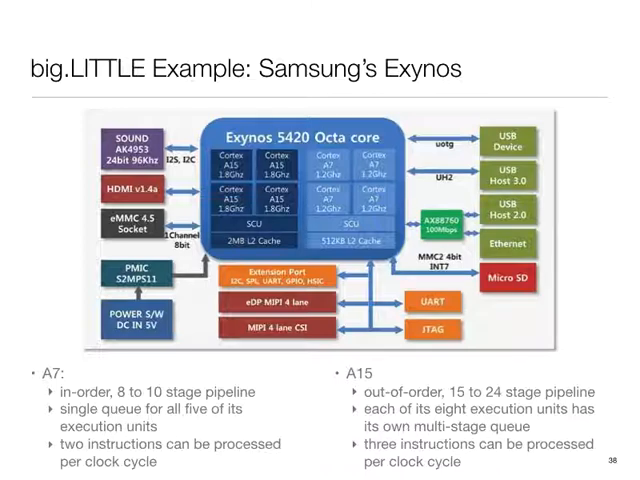Here, there is a single queue for all its execution units. So there are a bunch of execution units, but they are sitting in a single queue. Whereas here, there are firstly more execution units, 8 of them, and each one of them has a multi-stage queue. Again, a lot more sophisticated queuing architecture. Here, 2 instructions can be processed per clock cycle, and here, 3 instructions can be executed per clock cycle.